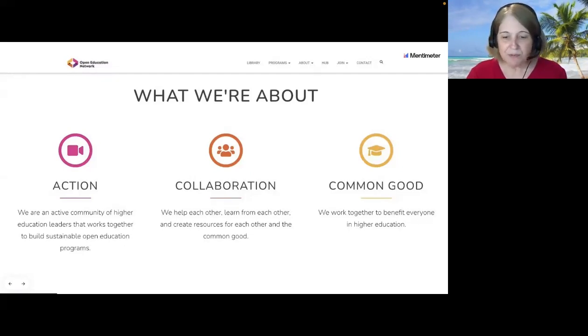One of the best examples of our efforts to support the common good is the Open Textbook Library. This is my go-to resource for helping faculty find OER and complete textbooks. And it's been amazing to watch its growth over the last several years. It contains over 1,000 textbooks that have been reviewed by faculty and are freely available to anyone, anywhere, anytime.